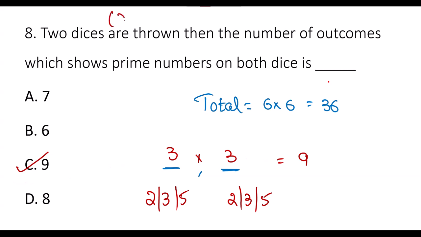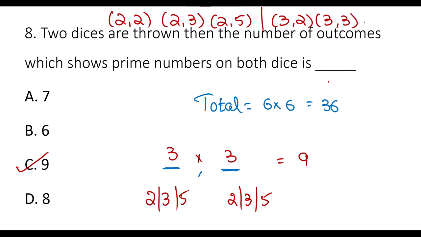What are those, sir? Let us say 2, 2; 2, 3; 2, 5. These are 3. Similarly, 3, 2; 3, 3; 3, 5. Among 36 outcomes, these are 9. Then similarly, 5, 2; 5, 3; 5, 5. Not very difficult, but still you can answer the question. So 9 is the answer. Two dice are thrown, then the number of outcomes which show prime numbers on both dice is 9.